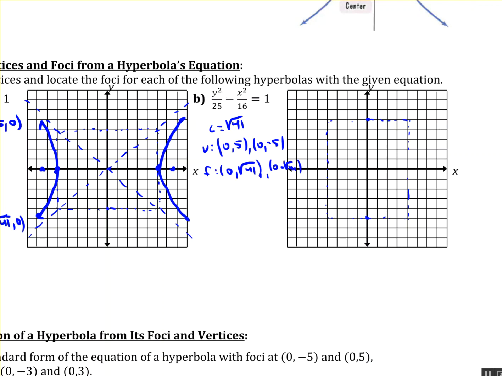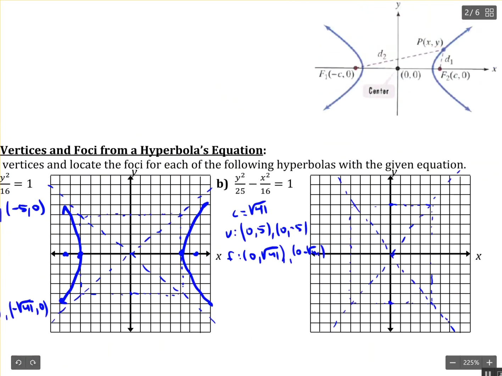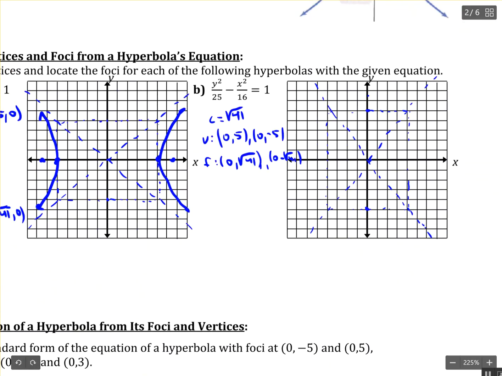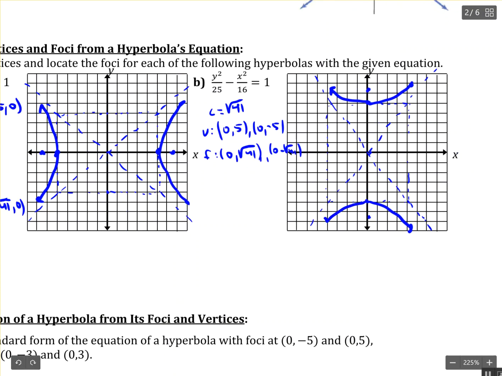All right, now my asymptotes go through the corners of my box. So let's go ahead and draw my asymptotes. My foci are, again, about 6.4, 6.5, something like that. And so I go ahead and draw my hyperbola, and there I go.